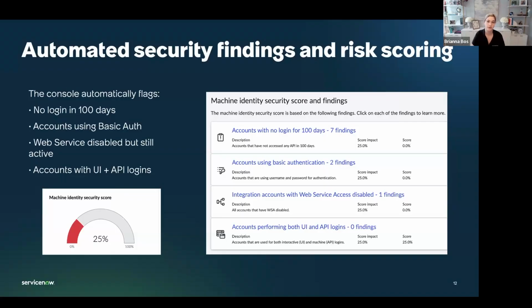And then in the bottom left corner, you can see our new machine identity security score. That is going to take into account all of these different findings at 25% to give you a high level view into how are you doing as far as how are your API integrations set up? How is it looking? What can you do better?